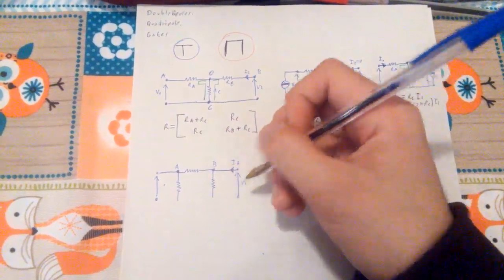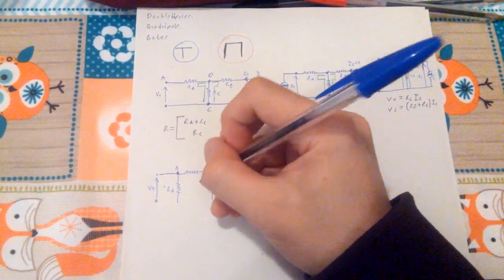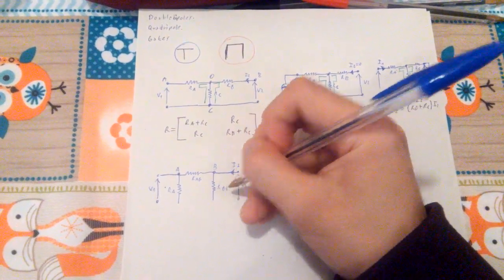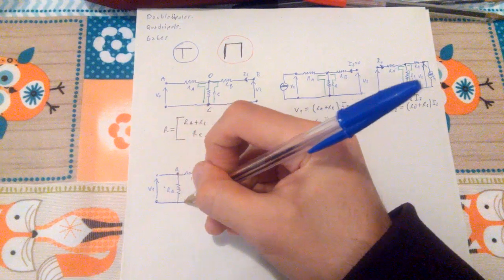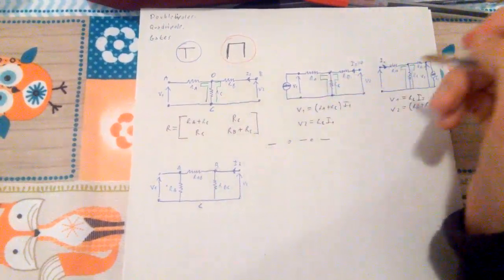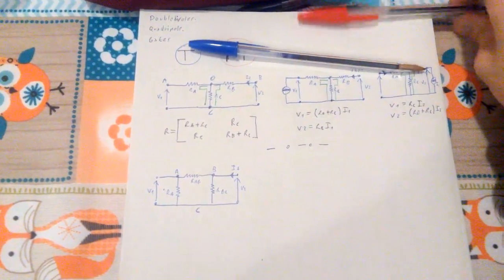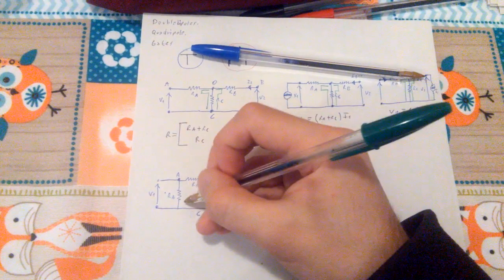And all the way down here we will have V2, V1, RA, RAB, and RBC. And I'm going to call this A, B, and this whole thing down here C. And then you can actually see the big fat pi.